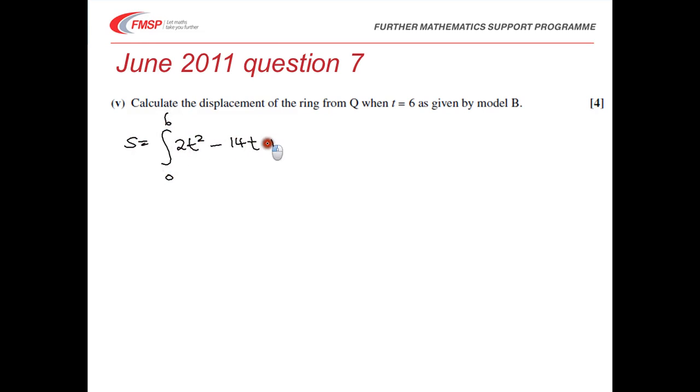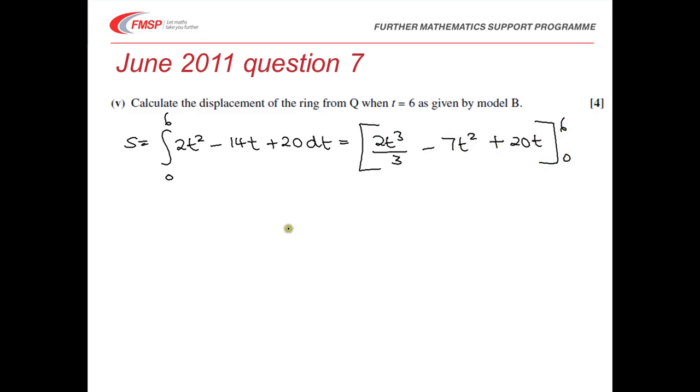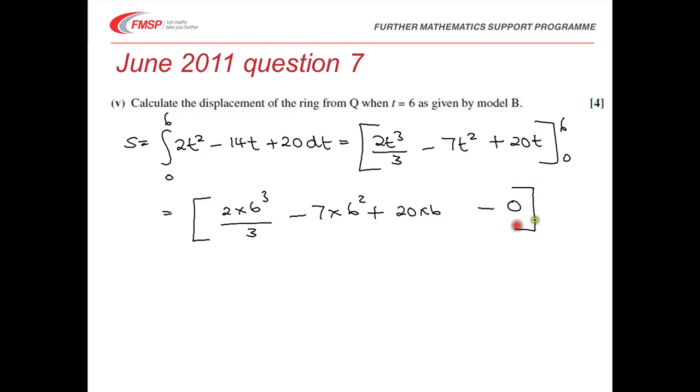This was the expression for the velocity. And so if we integrate that, we get 2t cubed over 3 minus 7t squared plus 20t, and that's between 6 and 0. So substituting in the values, we'll get 2 times 6 cubed over 3 minus 7 times 6 squared plus 20 times 6, and then if you sub in the bottom limit, you're going to get 0 in each term. And working that out on a calculator gives us an answer of 12 meters.